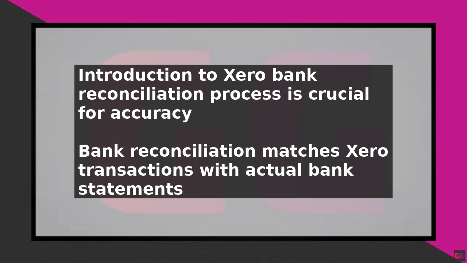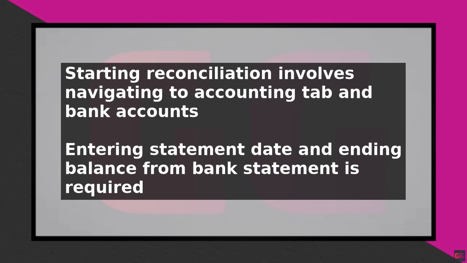To start the reconciliation process, navigate to the Accounting tab in Xero and select Bank Accounts. Choose the account you want to reconcile and click on the Reconcile tab. You will need to enter the statement date and the ending balance from your bank statement. Next, Xero will display a list of transactions that have been reconciled and those that are still pending.